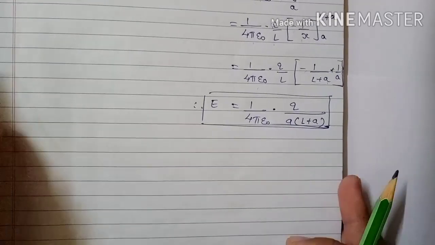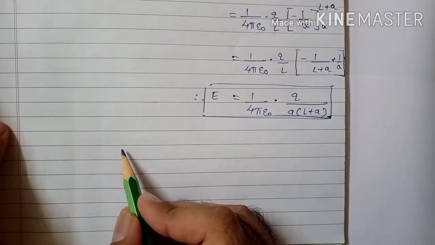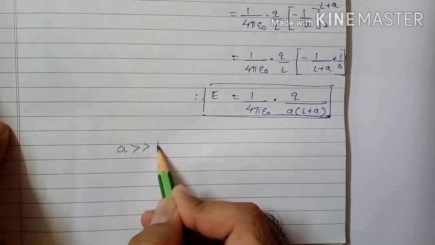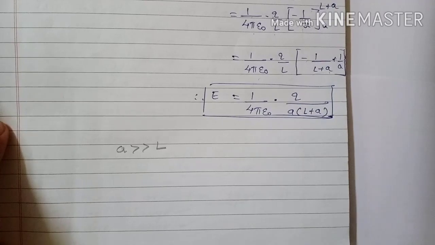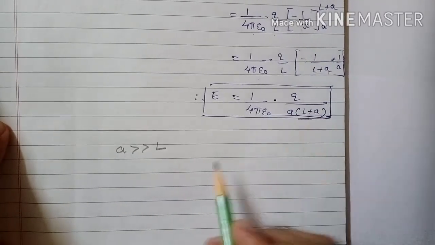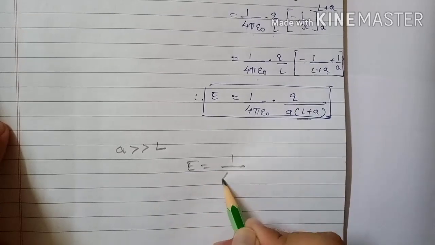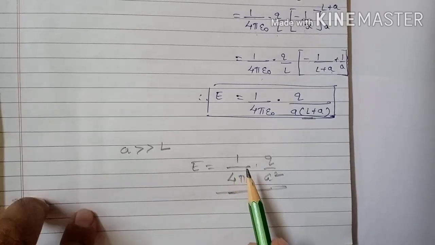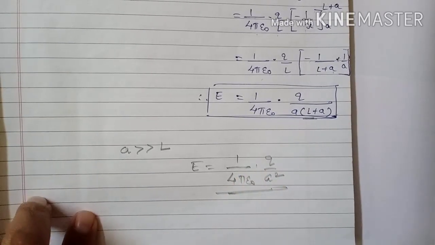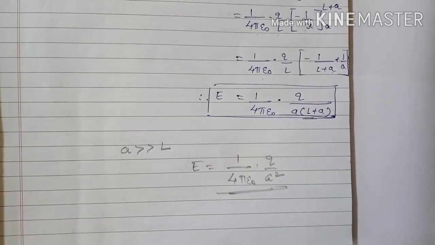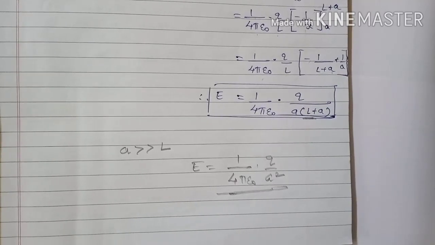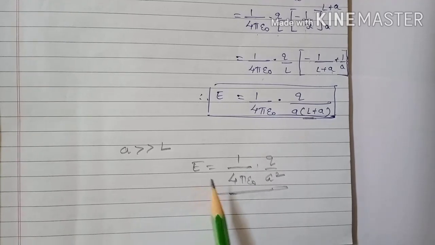Now we can think of a special case: if the point of consideration is very far away from this wire, then a will be much greater than L. If a is much greater than L, then we can neglect L in comparison to a. Then the electric field comes out to be 1 upon 4 pi epsilon naught into Q by a square. This is nothing but 1 upon 4 pi epsilon naught Q by r square, and this is the formula of electric field due to a point charge. So if we consider a point very far away from the wire, then this continuous charge distribution can be considered as a point charge.